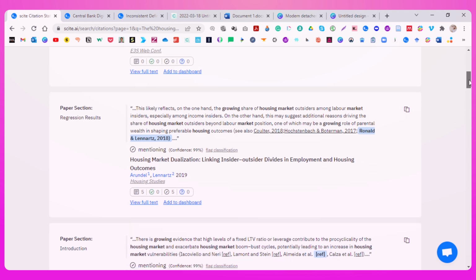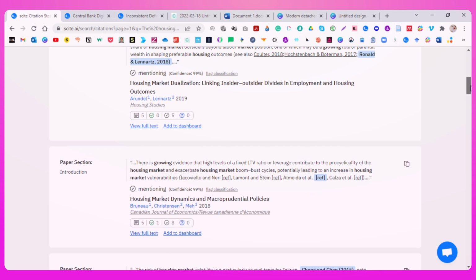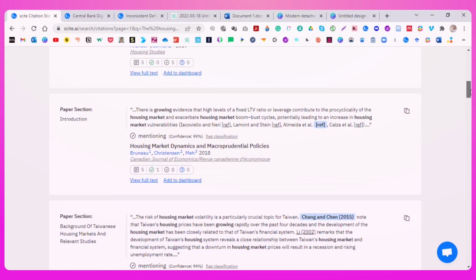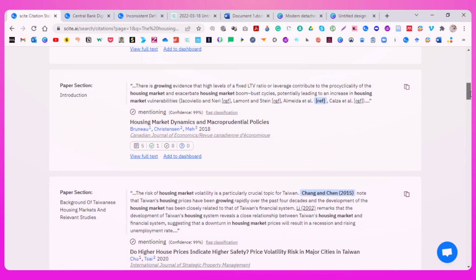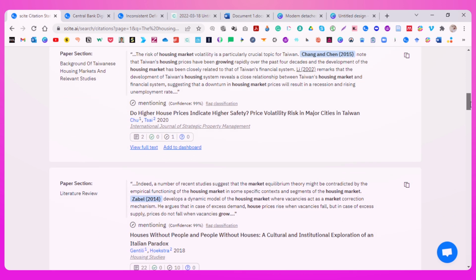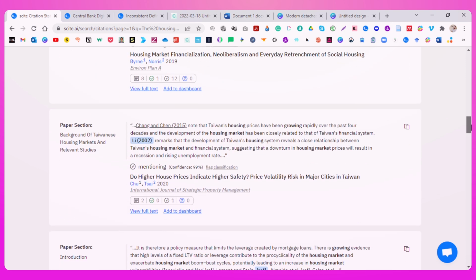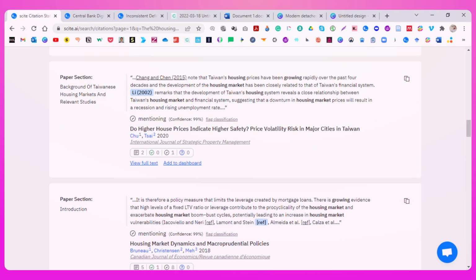This talks about the growing share of housing market outsiders among the labor market insiders. Okay, the growing evidence of high levels of fixed LTV ratio, the risk of housing market volatility. And again, that statement is something that would take more digging. Right away, we can't say that to our clients without necessarily having the data.